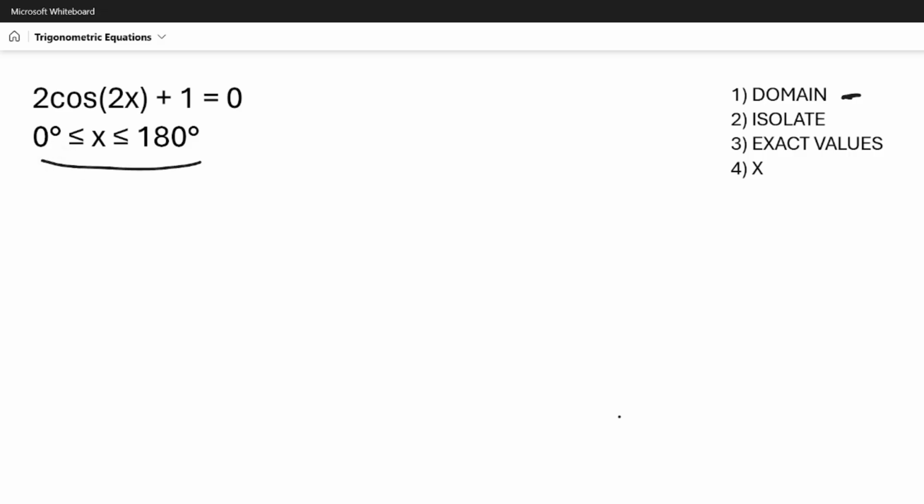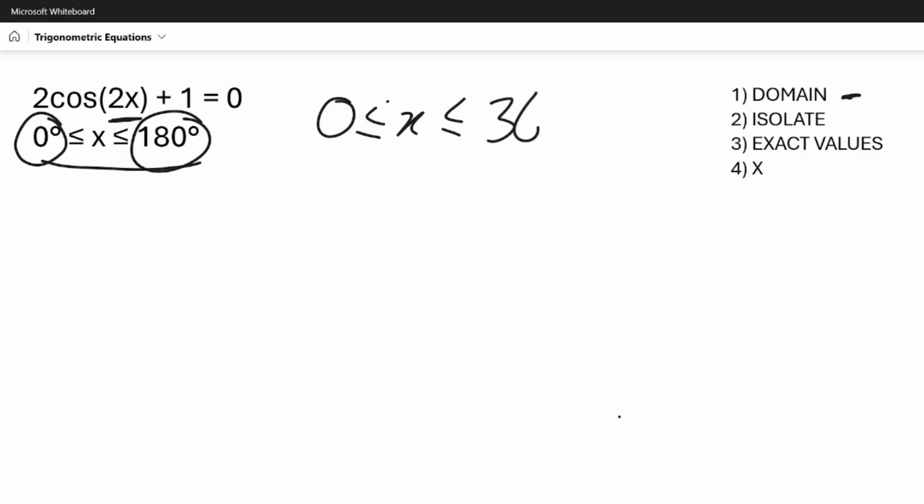Now, to alter our domain, what we want to look at is what is attached to the x inside the brackets. In this case, the x is attached to a 2 via multiplication, which means we have to times our lower end and our upper end of the domain by 2. So our new domain is going to be 0 to 360 degrees, and I'll explain to you shortly why this is important. Our second step is to isolate the cos 2x by itself.